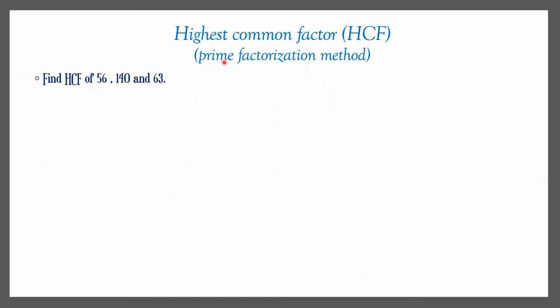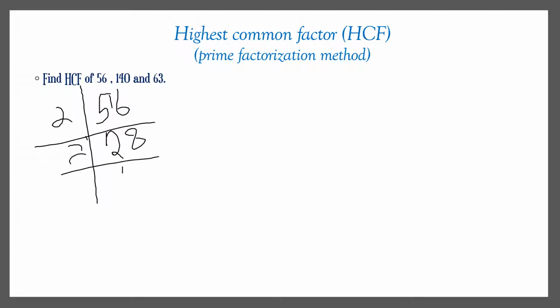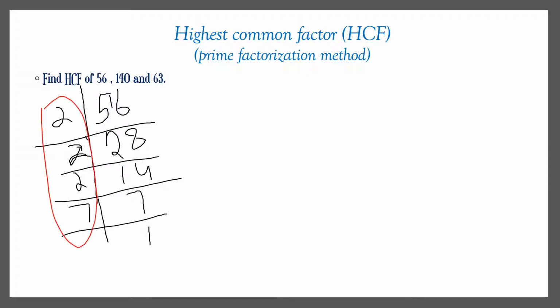Highest common factor using prime factorization method. So for the highest common factor, we have to look for the highest factor which is common among all the given numbers. Now we have to find the HCF of 56, 140 and 63 by using the prime factorization method. Let's find the prime factors of 56 first. 2 2s are 4, 2 4s are 8, then 2 7s are 14 and 7 1s are 7. So these are the prime factors of 56.